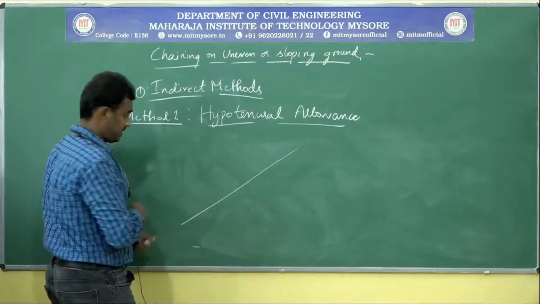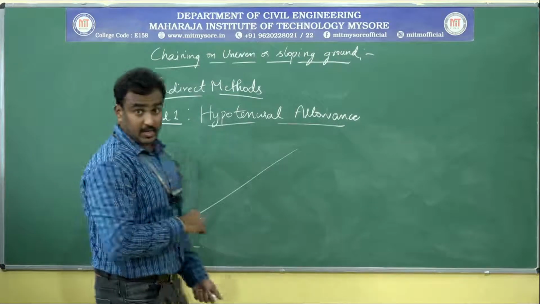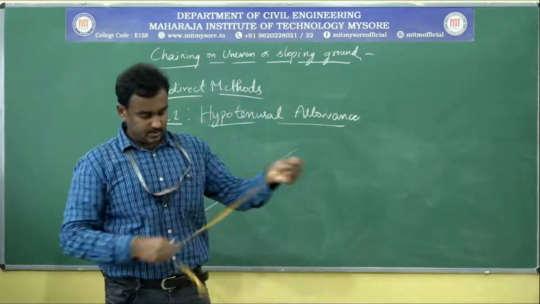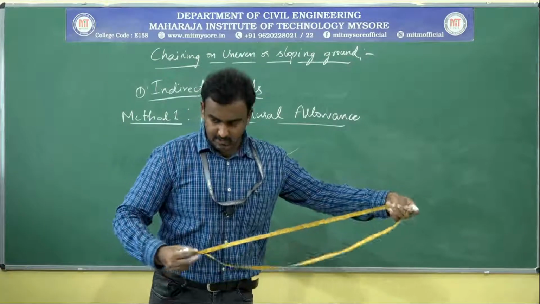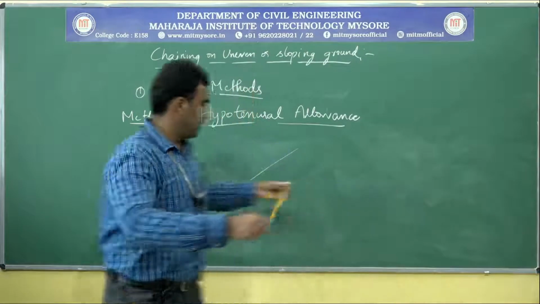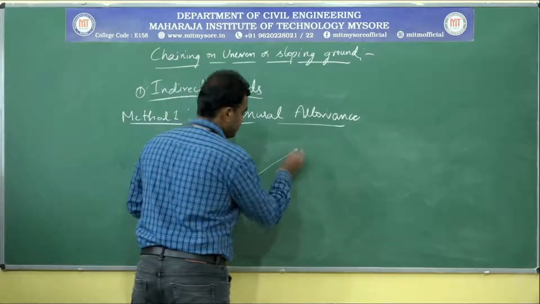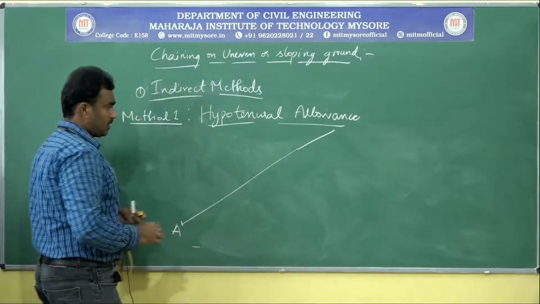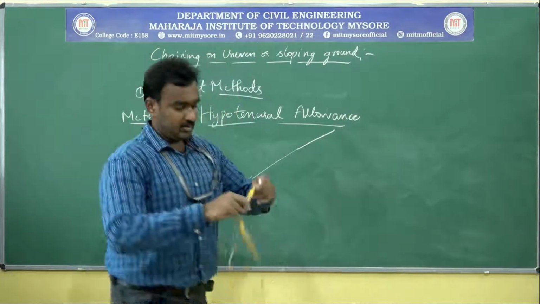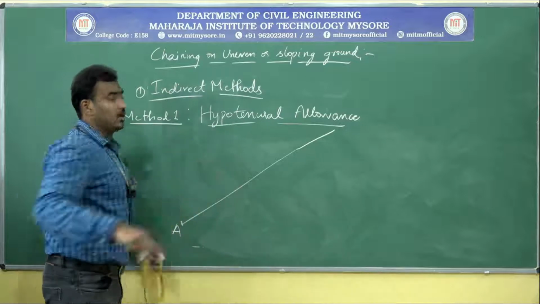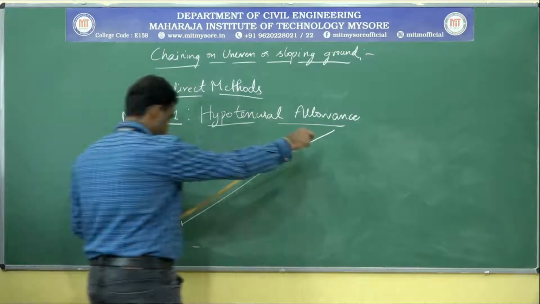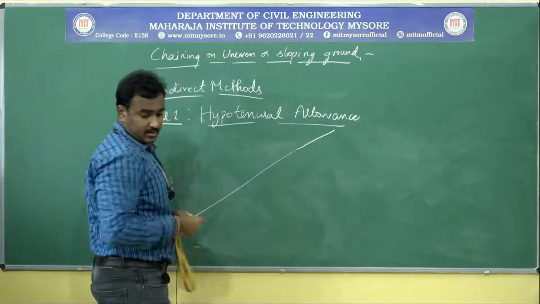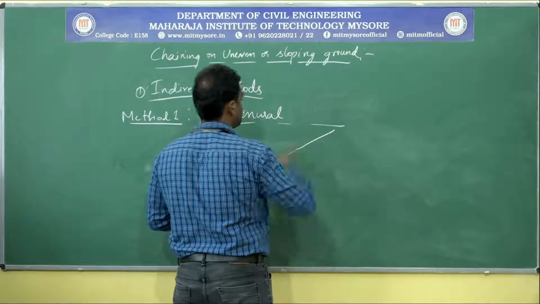If this is the sloping terrain, I have a chain. Let me fold this tape so that we can reduce its length. If this is the sloping terrain, let me do an activity, then I will explain what exactly hypotenusal allowance is. What I do is, I will stretch one complete chain length on this sloping ground. Okay, the hypotenusal allowance, I will write it here.